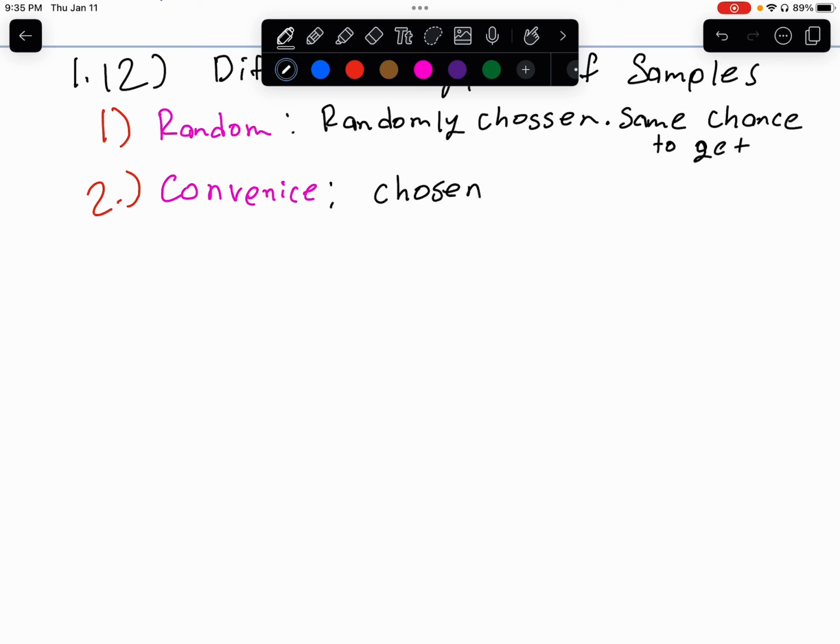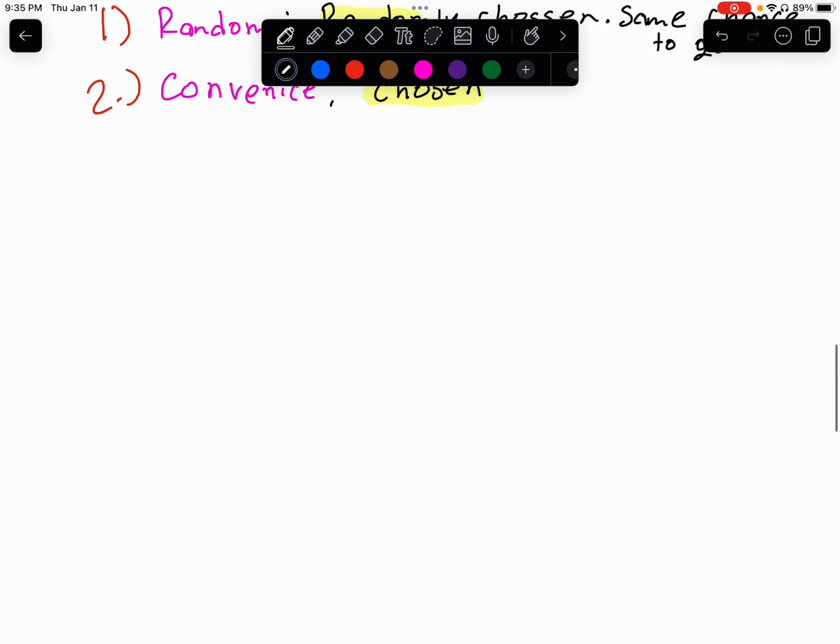So you'll notice these two words. I'm going to highlight this: random, chosen. So one is randomly selected. One is chosen for our best data. So we're going to use another example. We're going to example 1.2.